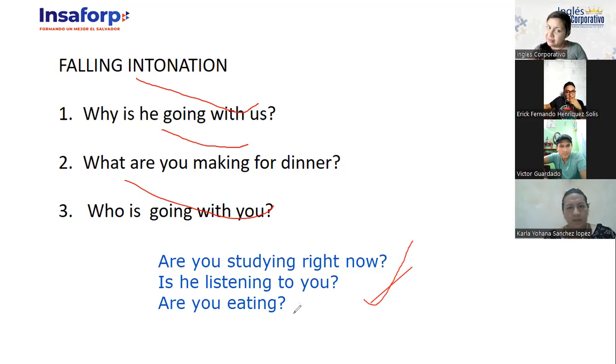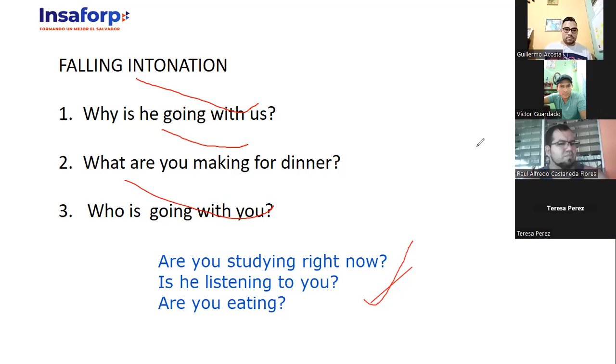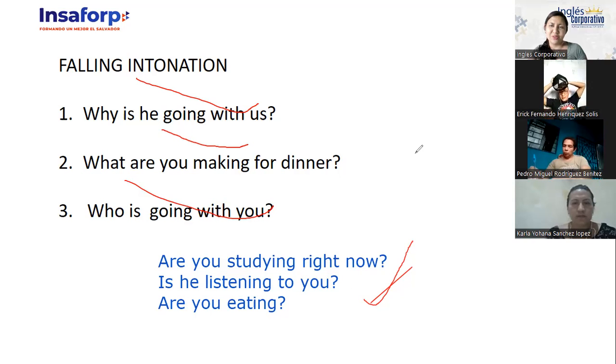Are you eating? Okay. So we have to make the intonation as questions. Tenemos que hacer la entonación de pregunta, ¿verdad? Pero está bien, Eric. A ver, ¿alguien más quiere intentarlo? A ver, ¿quién quiere intentar las últimas preguntas? The yes/no questions. Carlita, ya la vi con ganas, Carlita.